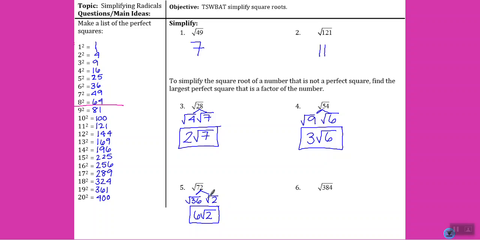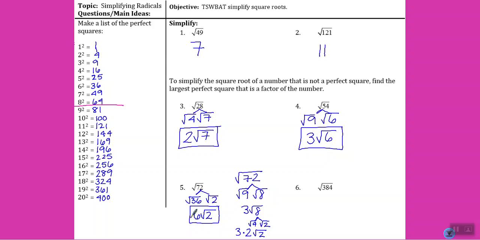Now, a lot of students with the square root of 72 want to use 9 and 8 and say it's 3 square roots of 8. That's not all the way simplified because 8 is still divisible by 4. So you still have the 3 outside. The square root of 4 is 2. Still have the square root of 2. And 3 times 2 is 6. So you can do it if you don't use the biggest perfect square, but by using the biggest perfect square, it's less work.